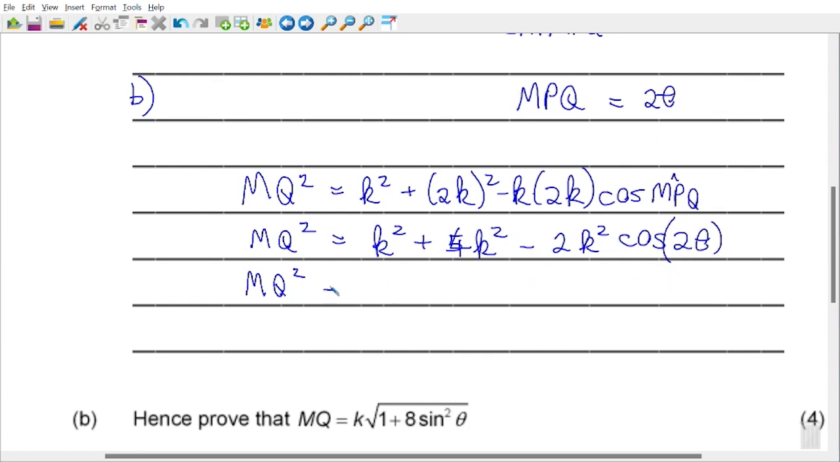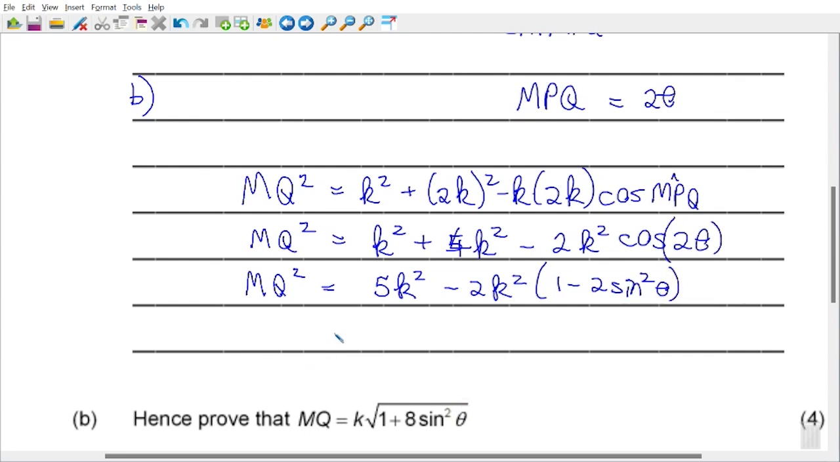One of them involves cos squared and sine squared. It's actually cos squared minus sine squared. And the last one involves only sine squared, and that's the one I'm going to use. I'm guided by looking at what the answer is requiring. So cos 2 theta is actually 1 minus 2 sine squared theta.